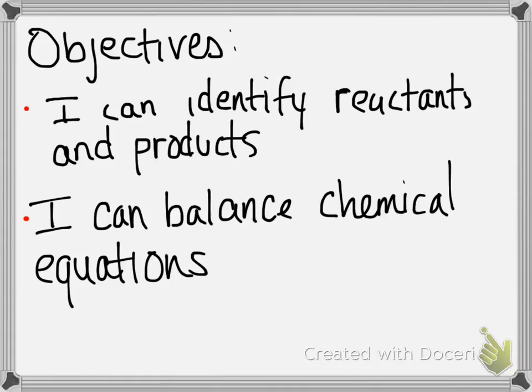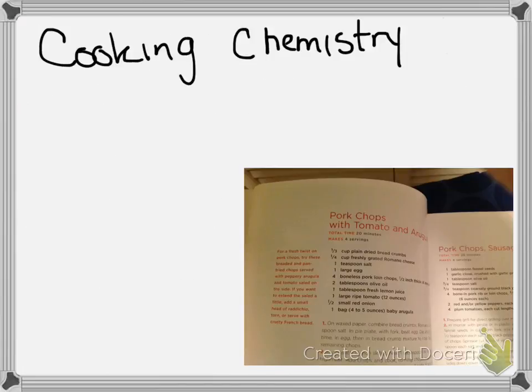Here are my objectives for you tonight. One is that I can identify reactants and products for a chemical reaction. The second part is that I can balance a chemical equation. So we're going to start out with something that you're familiar with here, and that is cooking.